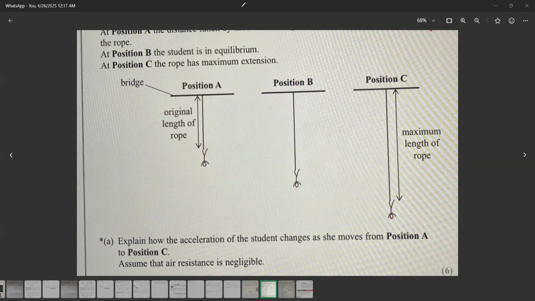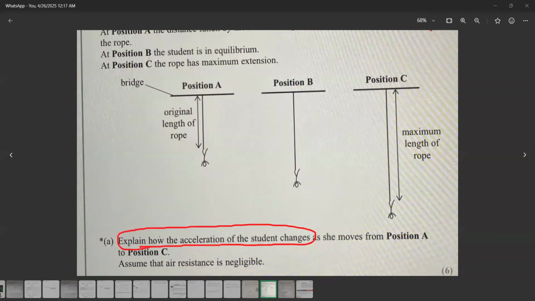But the question is how the acceleration of the student changes. That is the important point. Use the term acceleration with the resultant force.